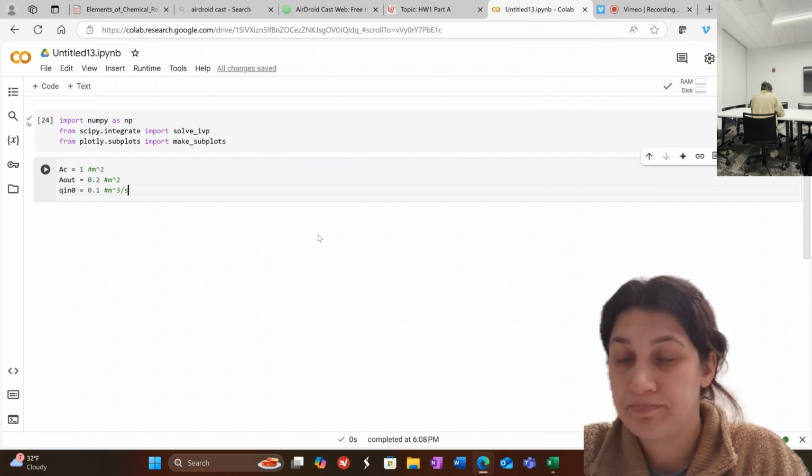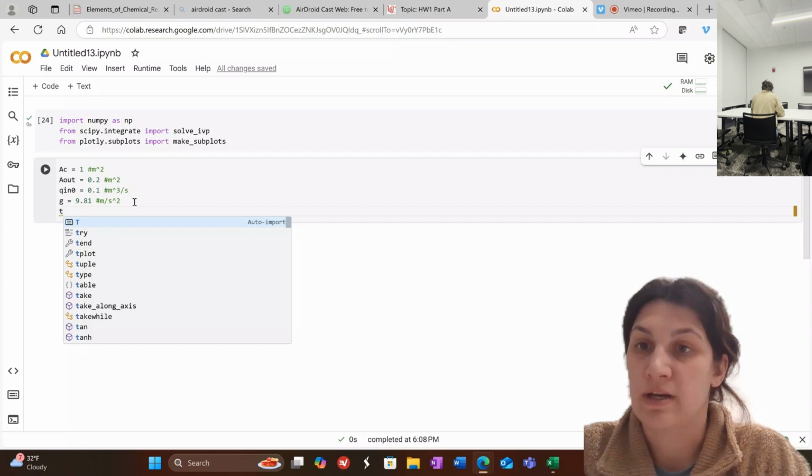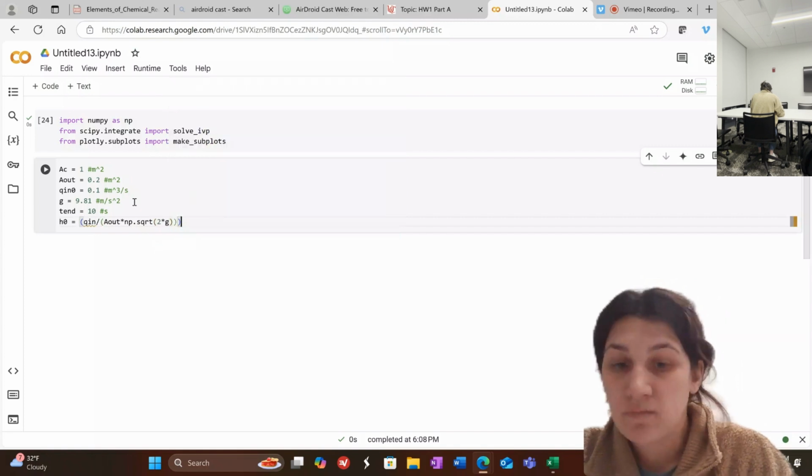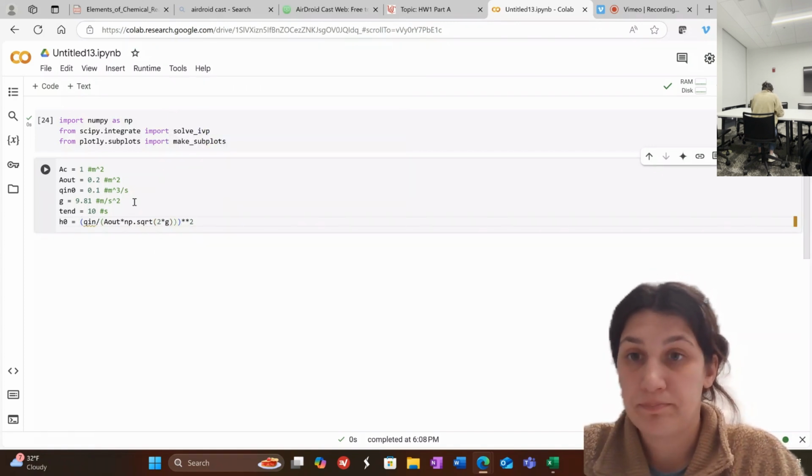And this time we need t_end, the end time, and we're just going to pick 10 seconds. Just like with Excel, we need an initial value, an initial height, to solve our initial value problem. We're going to use the same exact equation that we used before. So we have h_0 is equal to Q_in divided by A_out times np.sqrt of 2 times g, all squared.